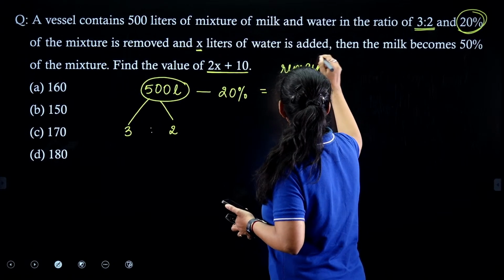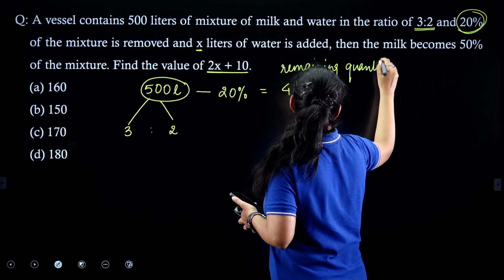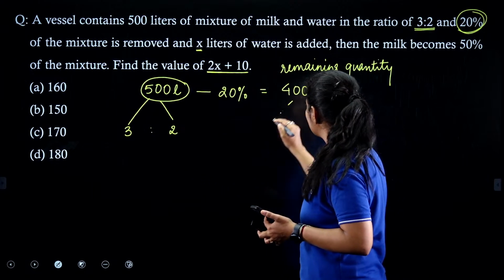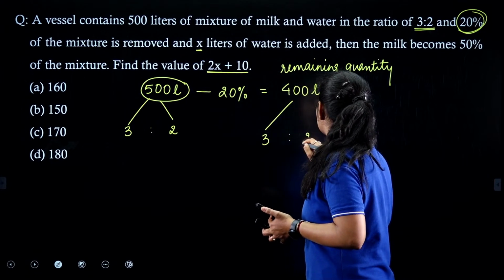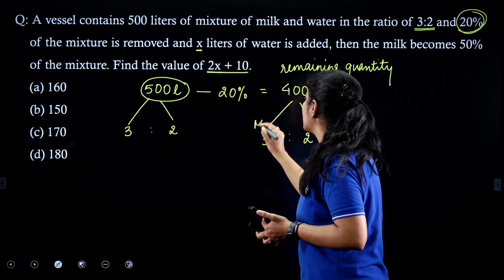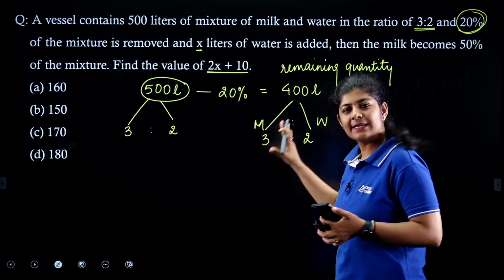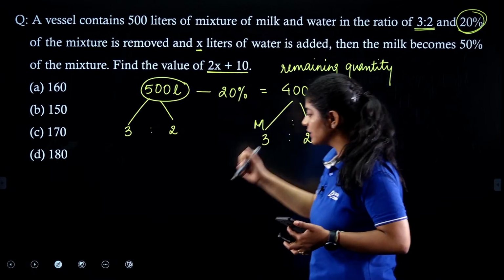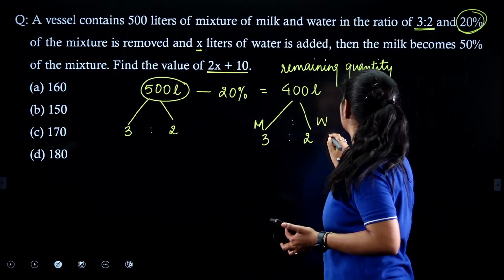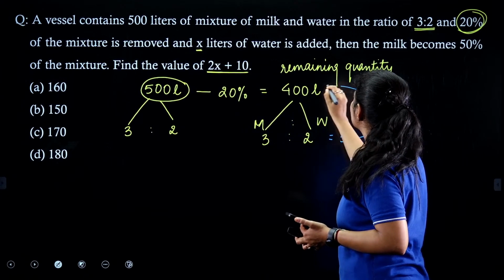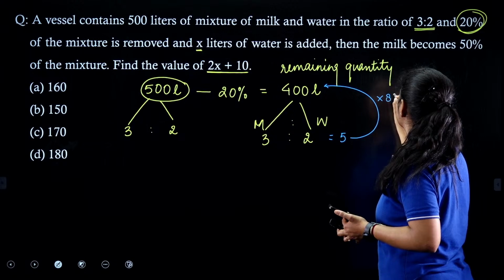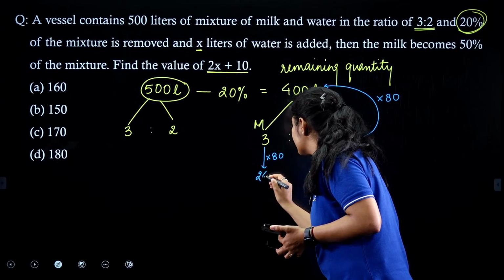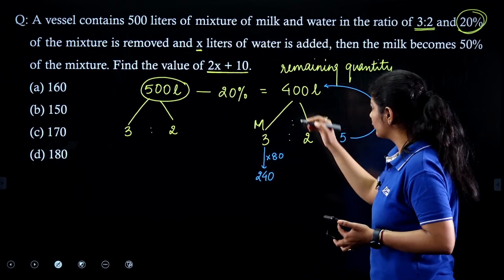This is the remaining quantity. In this quantity as well, the ratio will be 3:2 in the format of milk to water. If I calculate the actual value, how many liters of milk I am having out of this, I can simply say that this is nothing but 5. And the value of 5 is nothing but this one. That means it is present on the multiple of 80. So the quantity of milk that we are having over here is 240 liters. Right? 240 liters out of 400.